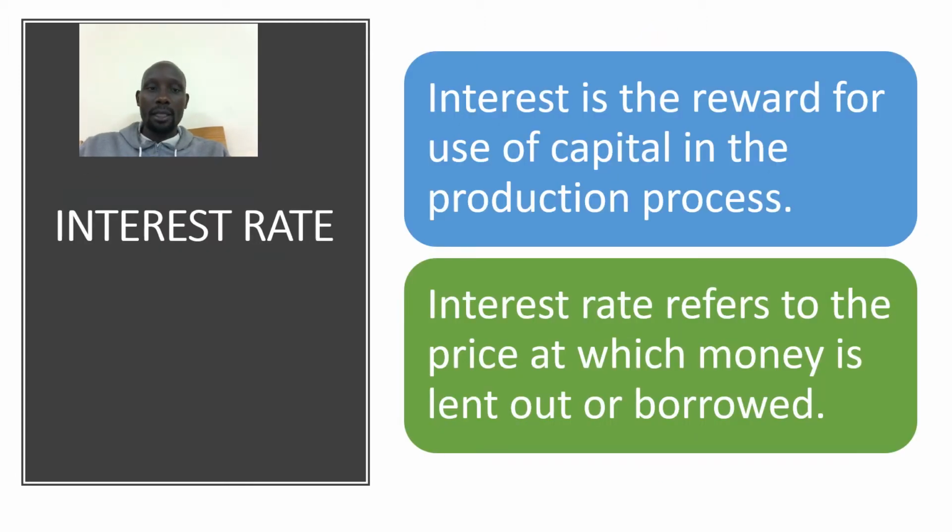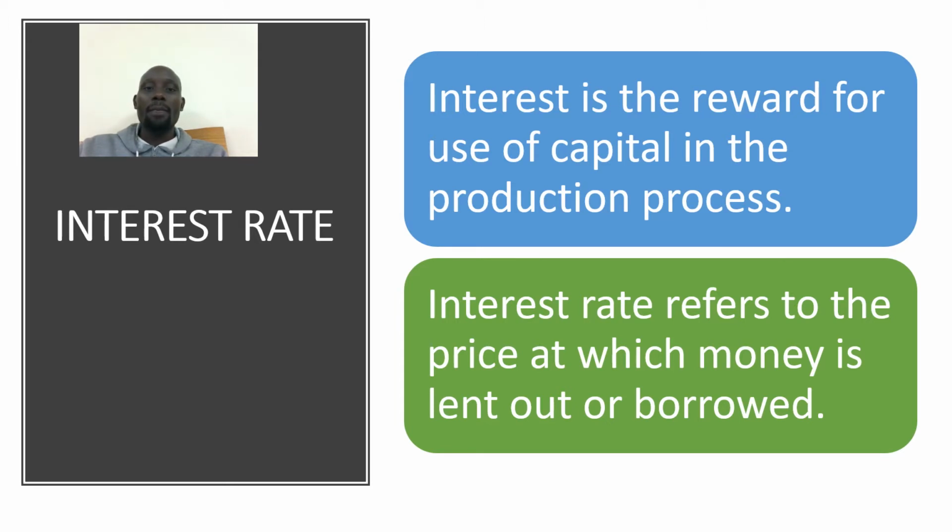Okay, so let's begin our lesson by seeing the difference between interest rate and an interest. So first of all, from our senior four, we looked at factors of production and their rewards, and we saw that the reward for capital when it participates in the production of goods and services is called an interest. Therefore, interest is the reward for use of capital in the production process, and interest rate refers to the price at which money is lent out or borrowed.